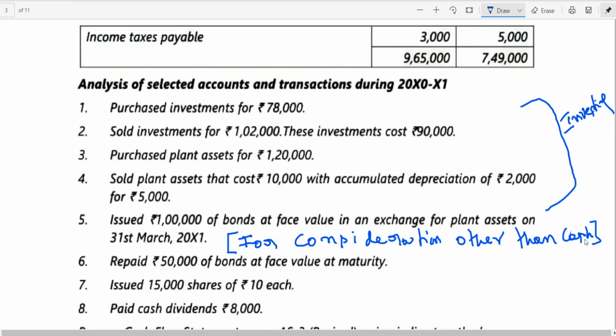So when it is for consideration other than cash, there is no effect of any inflow. Repayment of 50,000 of bonds at face value. This is financing activity, no? 15,000 shares is financing activity. Paid cash dividends, financing activity.